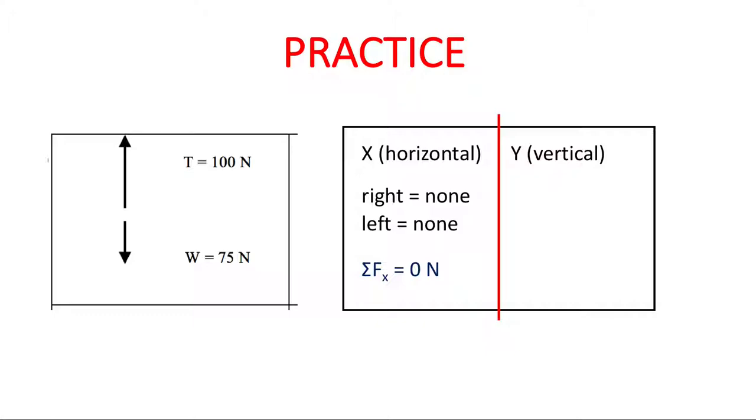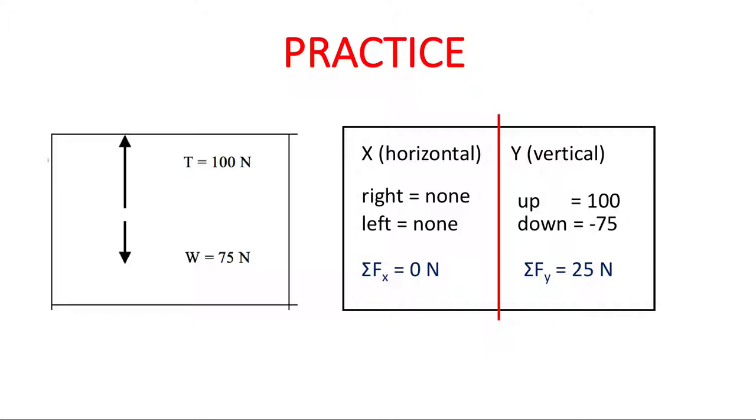In the vertical dimension, we ask ourselves if any forces are pointing up. Yes, there's 100 newtons in the upward direction. Are any forces pointing down? Remember that down is negative, so instead of writing 75, I write negative 75. Now I'm going to put these forces together. The net force in the y dimension equals 25. That's because 100 minus 75 equals 25.